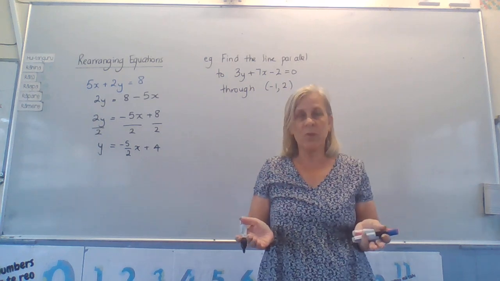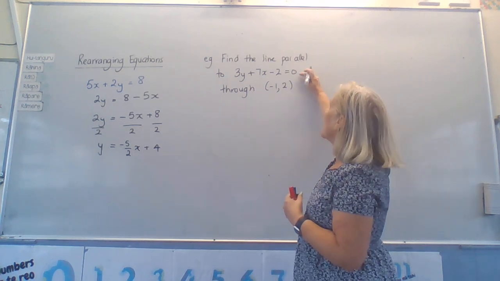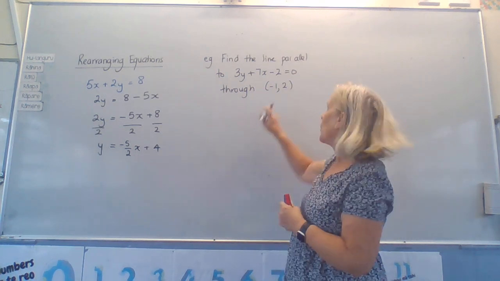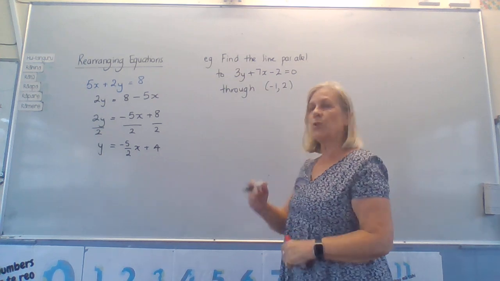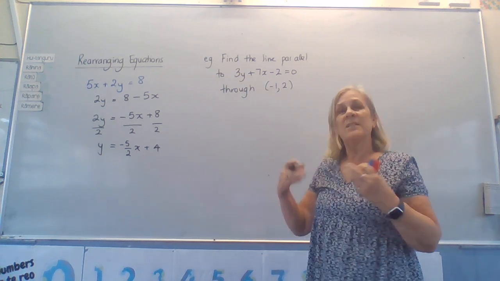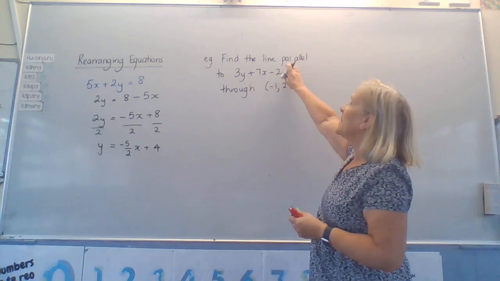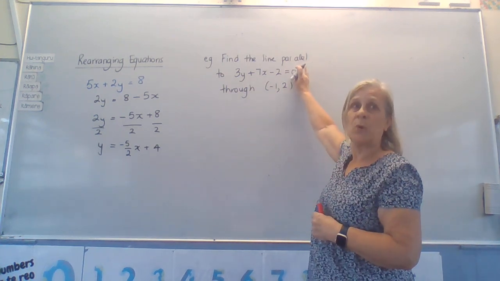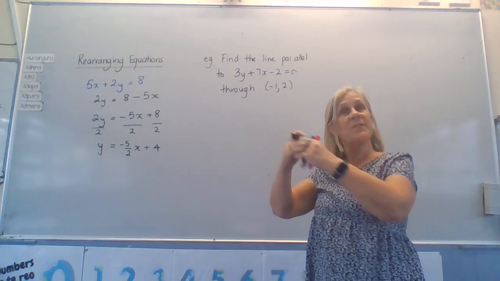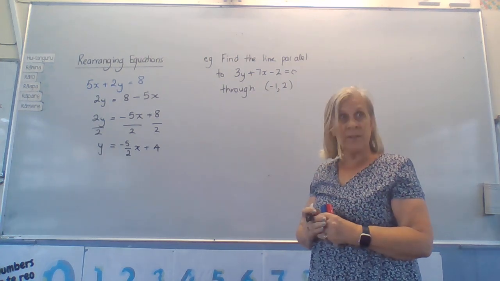I don't know what that line looks like. I know where that point is. I don't need to draw a picture of it. I just need to work through the steps. So my first step is to find the line parallel, I need to know what the gradient is of this line so that I have the gradient of my new line.